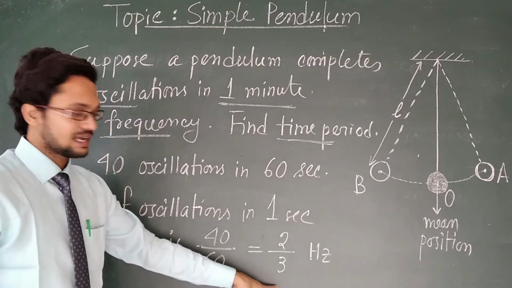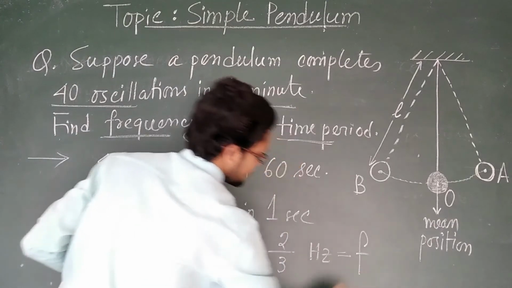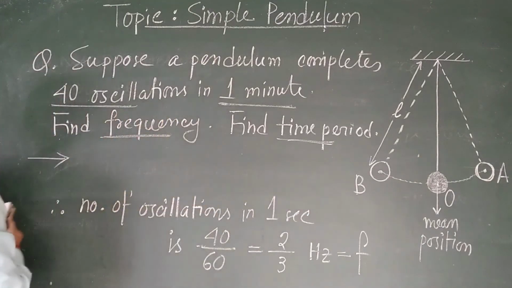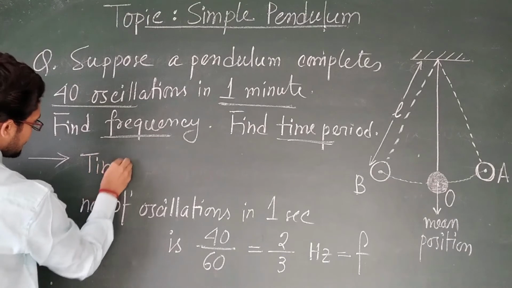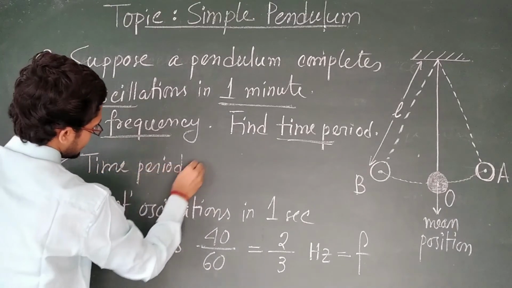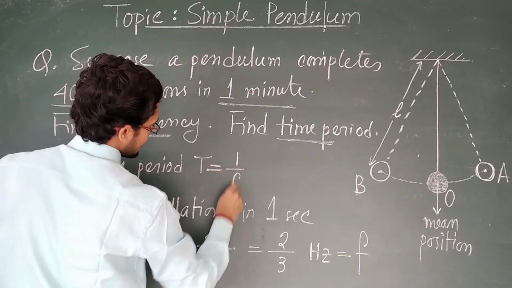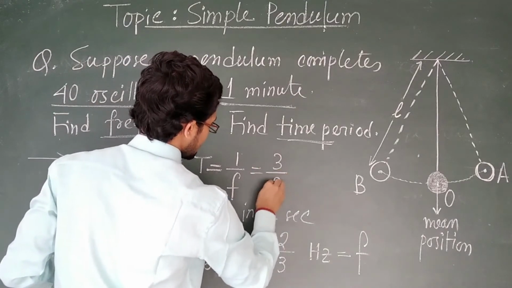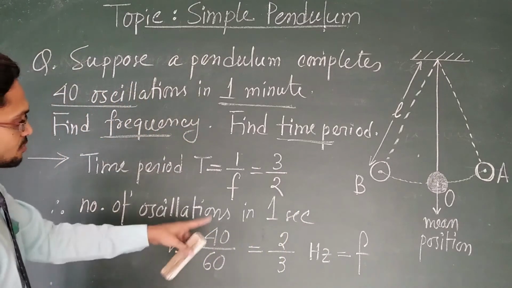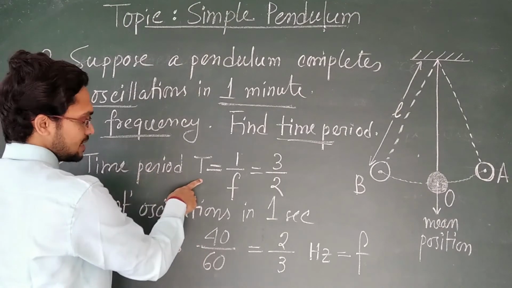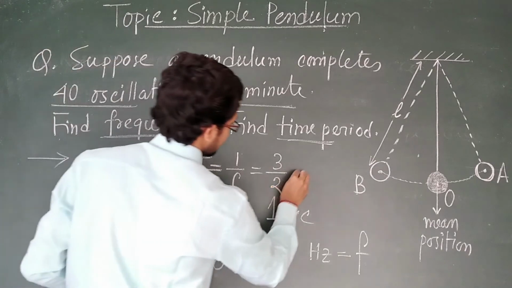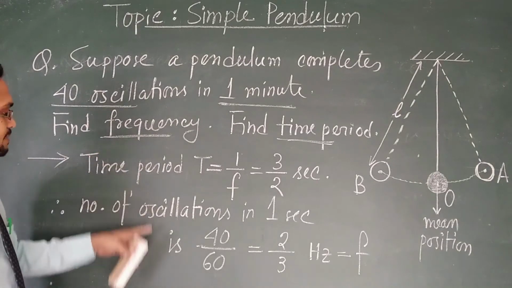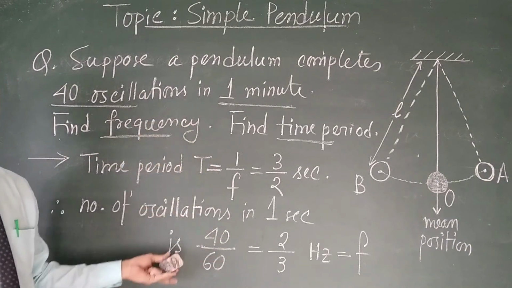So f we have already calculated. This is frequency f. So what is the time period? T equal to what? 1 by f. And 1 by f means what? It will be 3 by 2, the reciprocal of 2 by 3, right? And it is the time period, and time period has unit what? Second. So in this way, we will first find frequency and time period. Okay, this is one kind of problem.